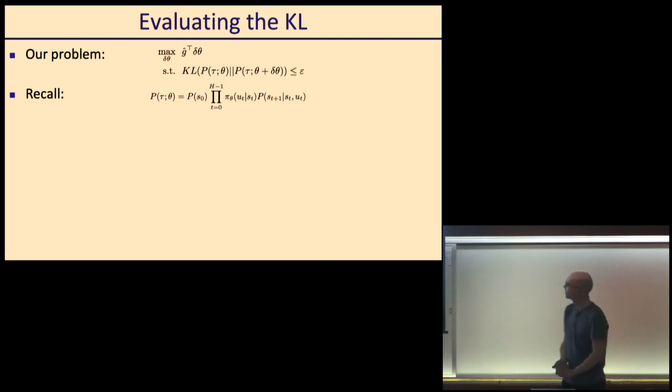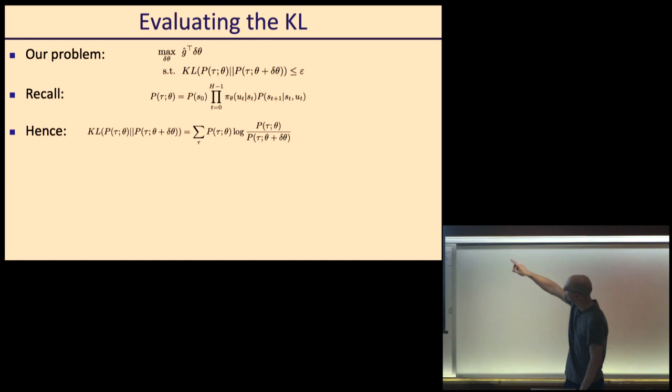Okay, so how do we evaluate this KL? Well, let's see what it is. It's kind of a pseudo distance between distributions over trajectories. The probability of a trajectory is given over there. It's a product of the probabilities of action given state and next state given current state and action. The KL is an expected log probability ratio of the two distributions.